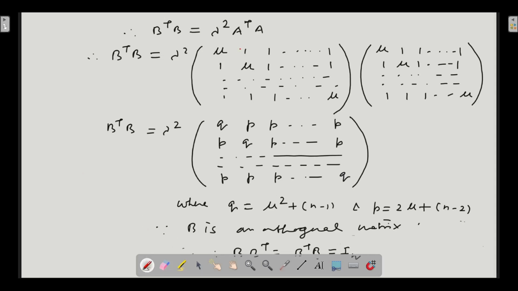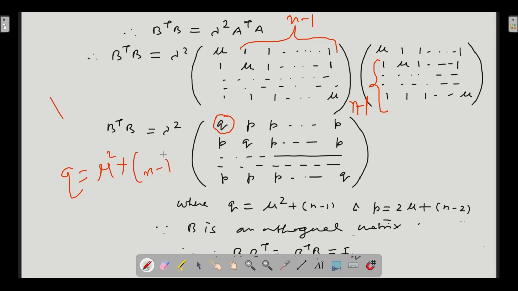How many ones are there? Over here the number of 1s is n minus 1. And over here the number of 1s is again n minus 1. So if you multiply the corresponding elements, this particular element q will come out to be equal to mu square plus n minus 1. And such an element, mu square plus n minus 1, will repeat in the diagonals. This value will repeat at the diagonals.